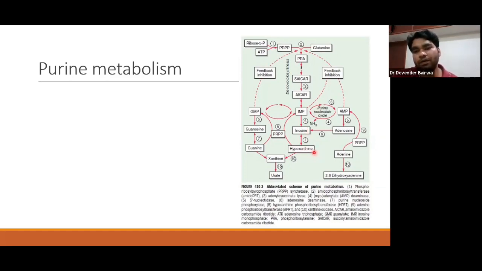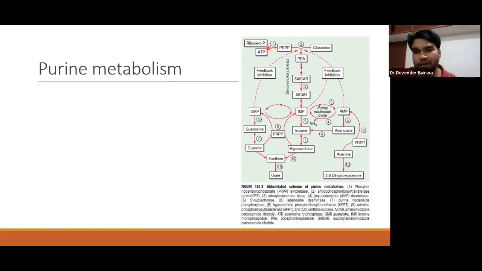With the help of HPRT, hypoxanthine will be converted with the help of PRPP into IMP. Once IMP is formed, it can again be utilized to form AMP or GMP, depending on what the body wants. Then purine nucleoside cycling is there, and also the salvage cycling. Guanine can be converted into GMP with the help of HPRT, or hypoxanthine can be converted into inosine monophosphate. So this is the part of the salvage pathway. This much you should know.